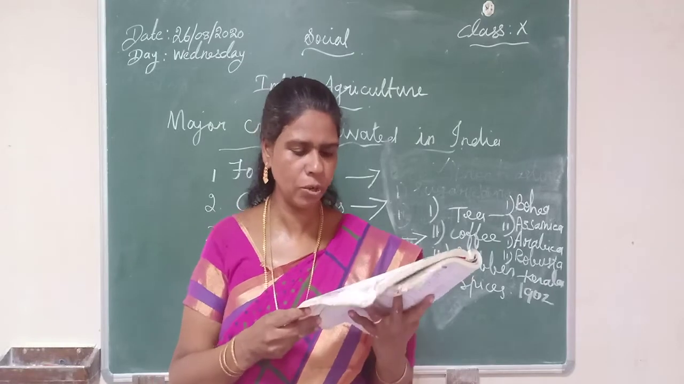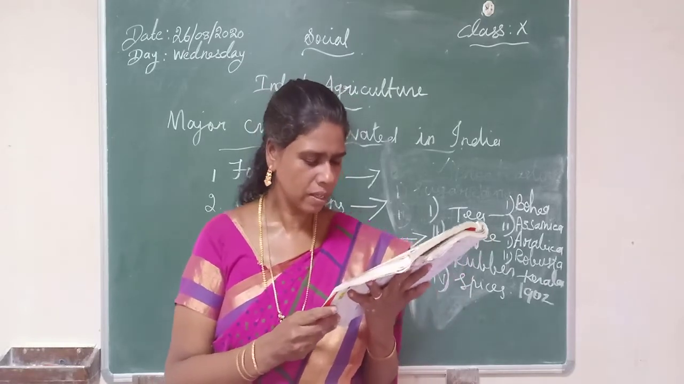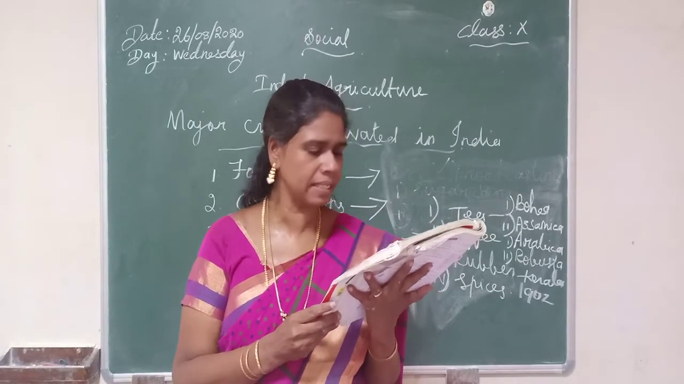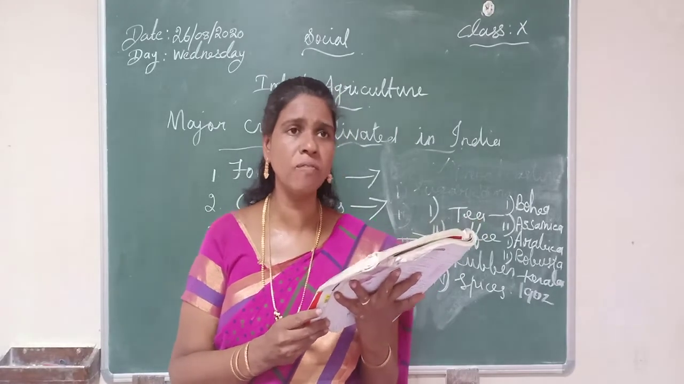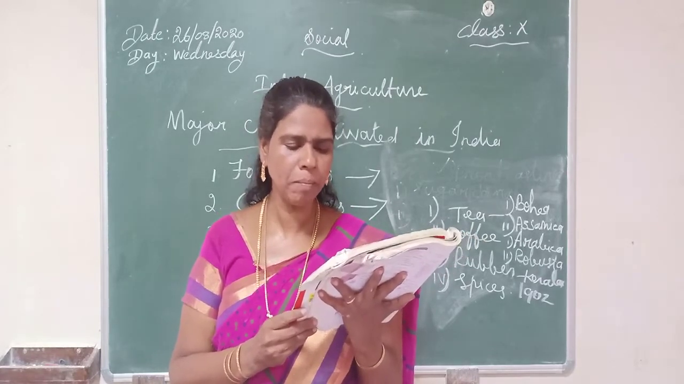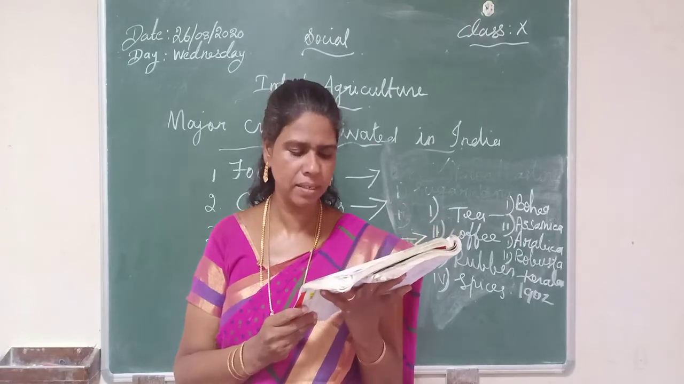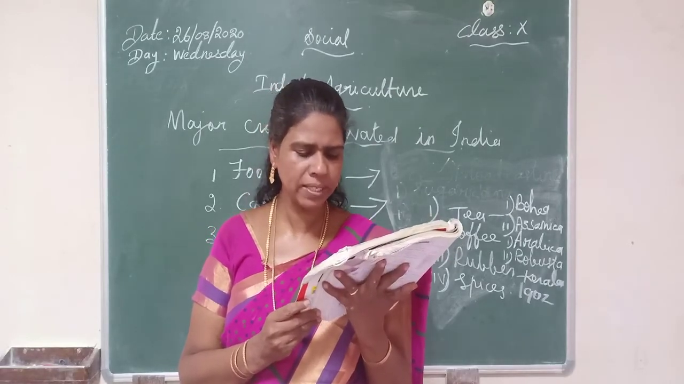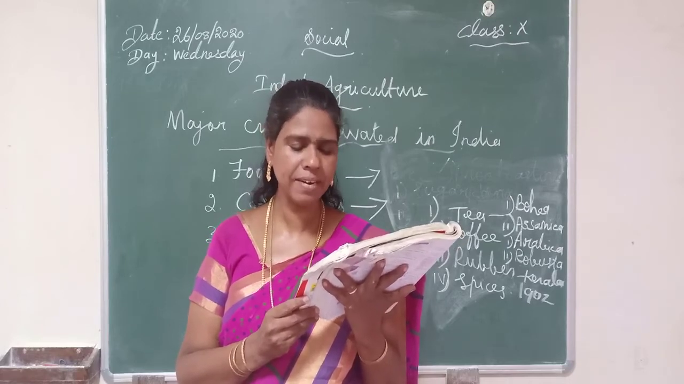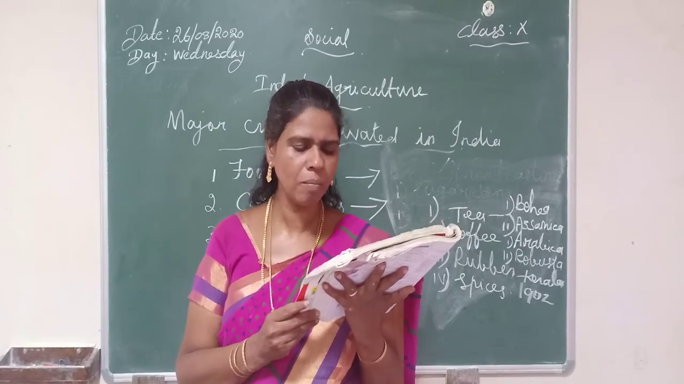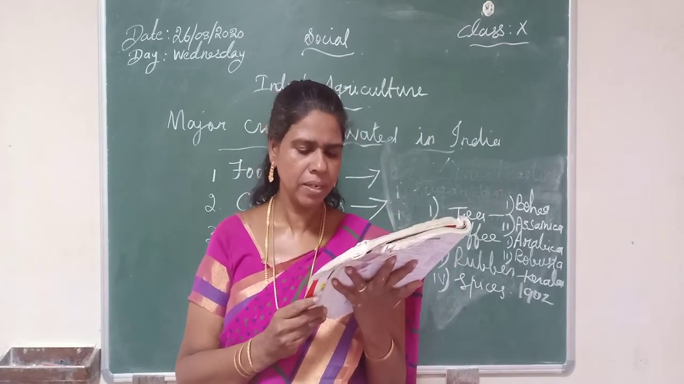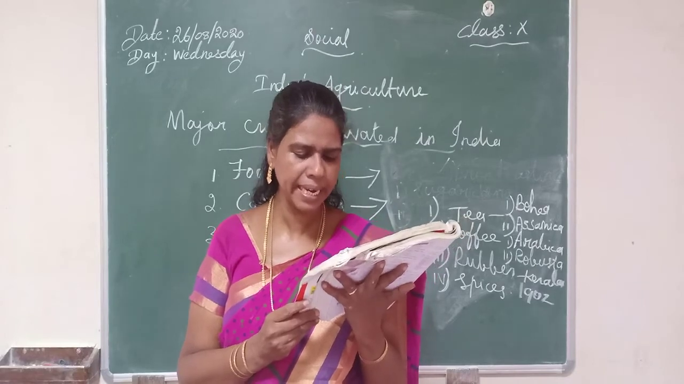Otherwise, now I am giving the notes. Write the notes now. There are 5 points. The first one is India experiences tropical monsoon type of climate. Second point, it gives a seasonal rainfall. It is not uniform and is highly erratic.